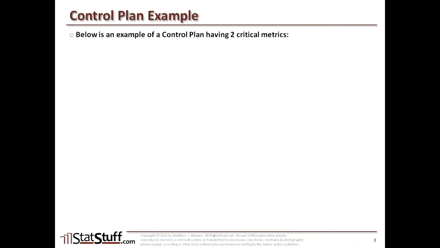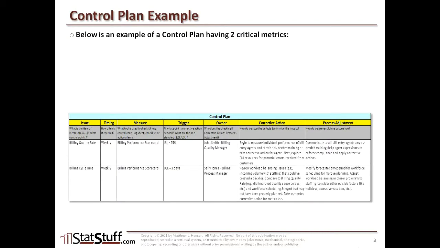Alright, so let's look at an example of a control plan that would have at least two critical metrics that we're tracking on the plan itself. So here's an example where we have the two critical metrics, the billing quality rate and the billing cycle time. They're going to be tracked on this example control plan. So it starts off with first this column, which is the issue, that is, what is it that's being tracked? In this case, we might identify one of these as the Y and one as a critical X. But either way, these are what we decided as the most critical metrics that we want to track within our control plan. Next, we identify the timing.